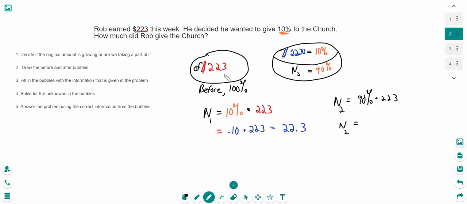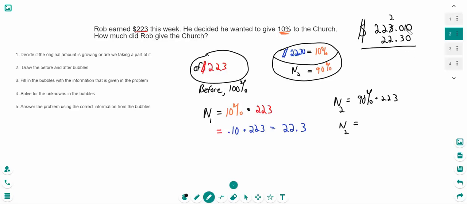Or we could just say, well, we need to have 223 total. And we know that $22.30 has already been used in the top part of the bubble. So the bottom part of the bubble must contain everything else. So we could just take $223 and subtract the $22.30 from that. That would certainly be another way that we could solve this. Either one of these approaches is totally legitimate, and it really depends on you which way you think is easier. So since I have this one already partially written out, we'll go ahead and just do this one.